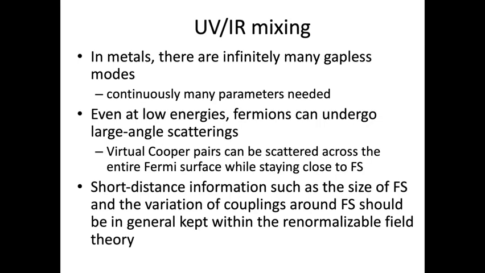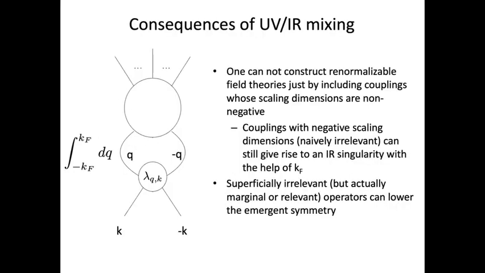So this fact that you have to include short distance information, like the Fermi momentum, to capture the low energy physics has been vaguely called UV-IR mixing. Okay. So there are interesting consequences of such UV-IR mixing. So first is that you cannot construct a renormalizable field theory just by including couplings that have non-negative scaling dimension.